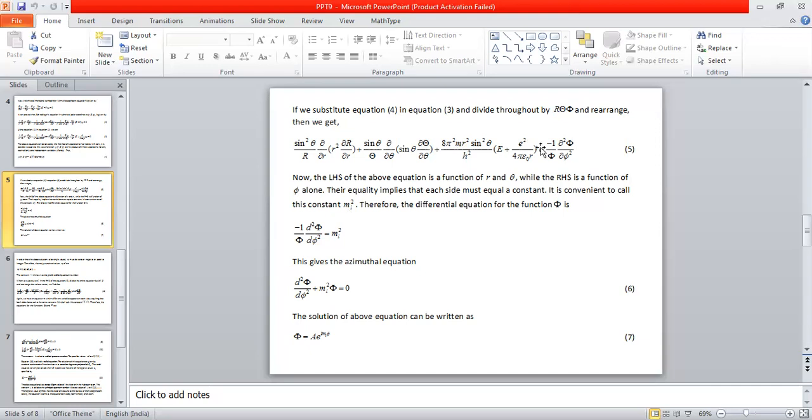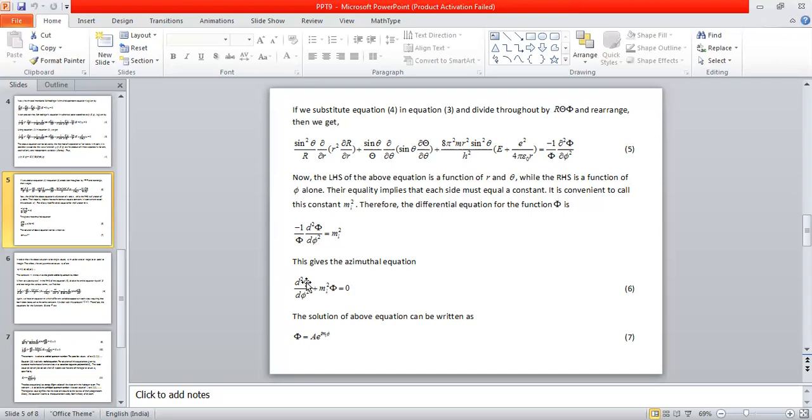If I do that, we get one equation: minus 1 by Phi, d square Phi by d phi square is equal to ml square. I have already told you ml is some constant. If we simplify this equation, we get what we call the azimuthal equation. The azimuthal equation is d square Phi by d phi square plus ml square Phi is equal to 0.